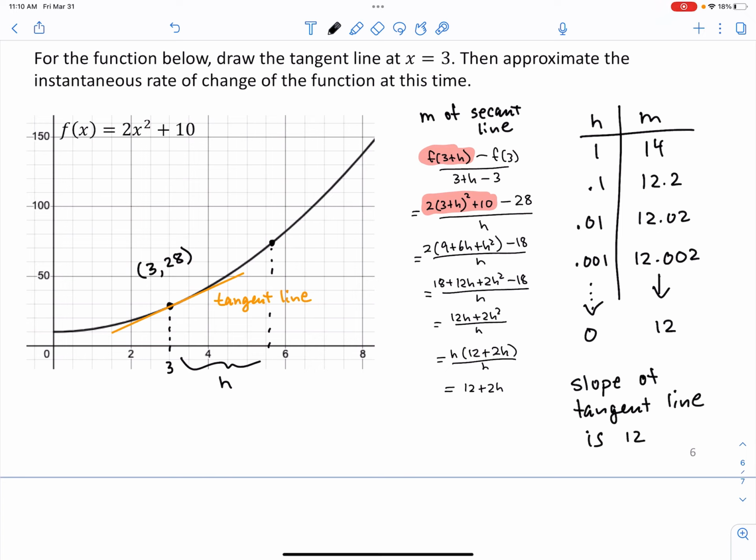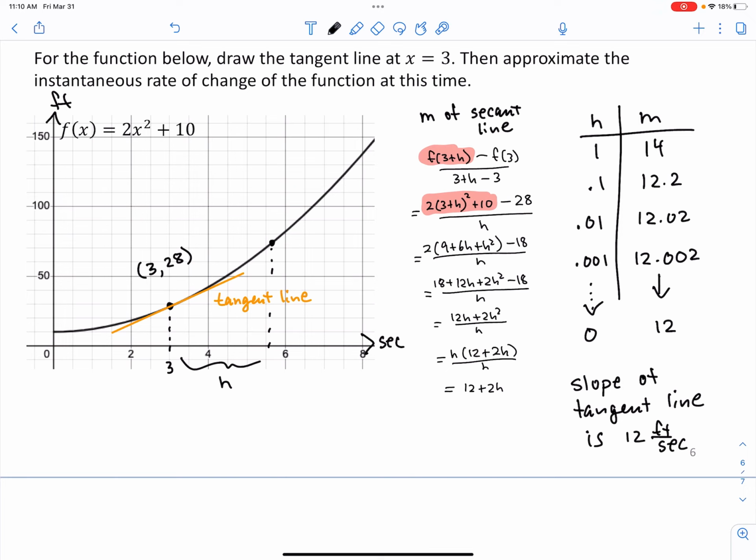Now let's put a unit on this. This would be all the slopes here. The vertical unit is measured in feet. The horizontal unit is measured in seconds. So this would be feet per second. This is an instantaneous rate of change of the object at this time, at time 3.